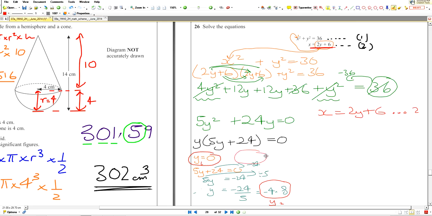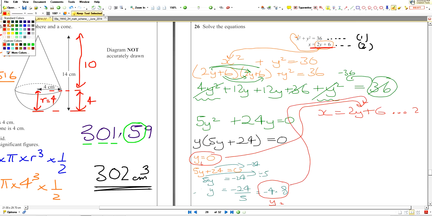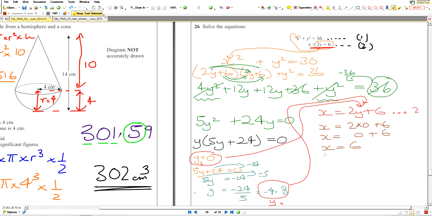What we need to do now is get our y values and put them into here. The first one, and then the second y value put into there afterwards for the second part. So let's do that one part at a time. We say x is equal to 2 times, let's put the 0 in first, 2 times nothing plus 6. X is equal to nothing plus 6, x is equal to 6. So when y equals naught, we now have a corresponding x value. The x value is 6. So when y is nothing, x is 6. And let's do the second one.